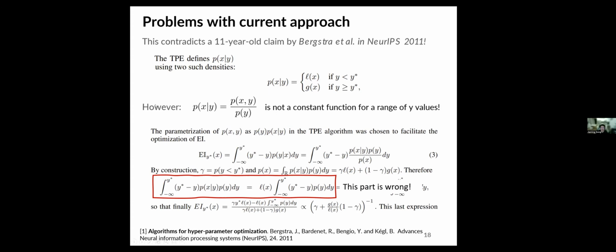Because you cannot assume p of x given y is equal to some particular L of x, this particular equality, which does exactly the same, doesn't hold. And everything before that and everything after that should be reasonable.